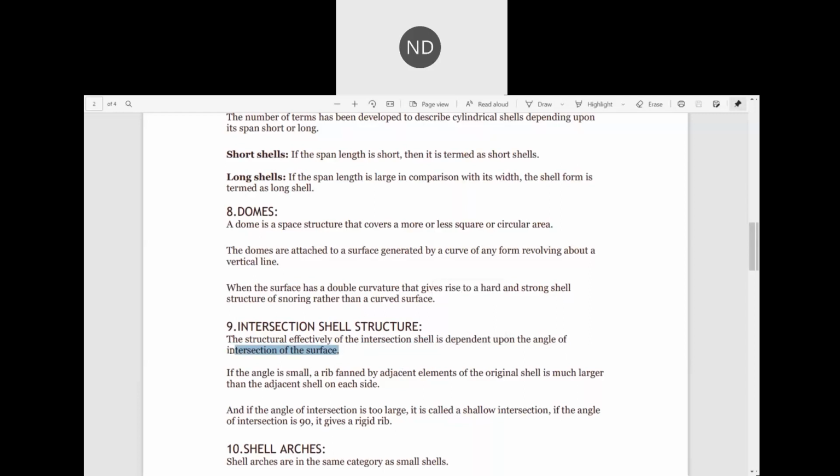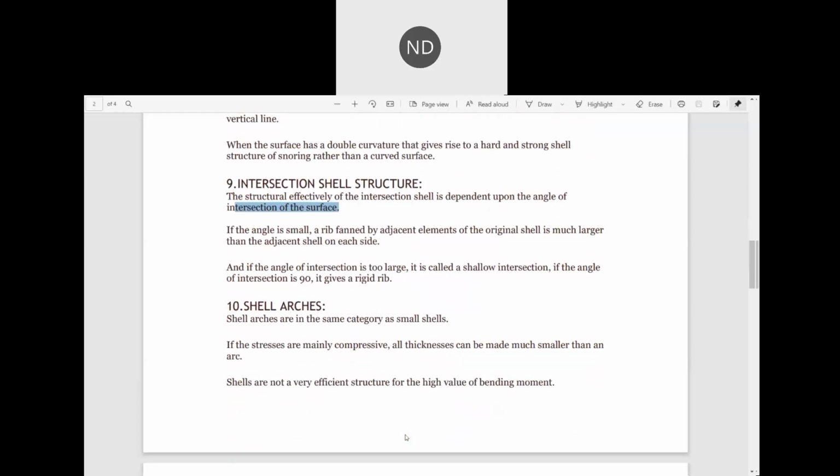Okay, the structural effectiveness is dependent upon the angle formed by the intersection of these surfaces. If the angle is small, what will happen? A rib formed by adjacent elements of the original shell is much larger than the adjacent shell. Okay, and if the angle of intersection between the two shell structures is too large, it is called a shallow intersection. If the angle of intersection is 90, it gives a rigid rib.